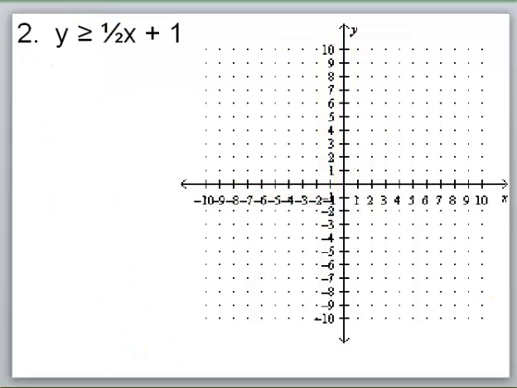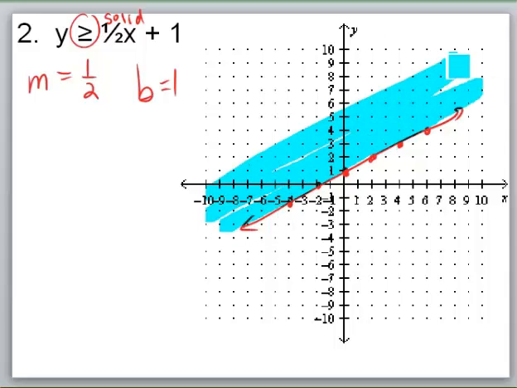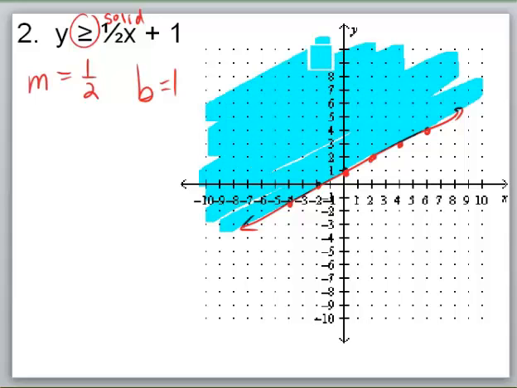Let's see if I can squeeze one more in here. So I've got m equals 1/2, and I've got my b is 1. I'll plot my 1, and then I'll rise 1, run 2, rise 1, run 2. Do that a few times, or down 1 to the left 2. I need a solid line because this is greater than or equal to. Connect all the dots using a solid line. And then I'm looking at this, and it's a greater than sign, so it means I'm going to shade above the line. This is above the line, so all of these are solutions to that inequality.